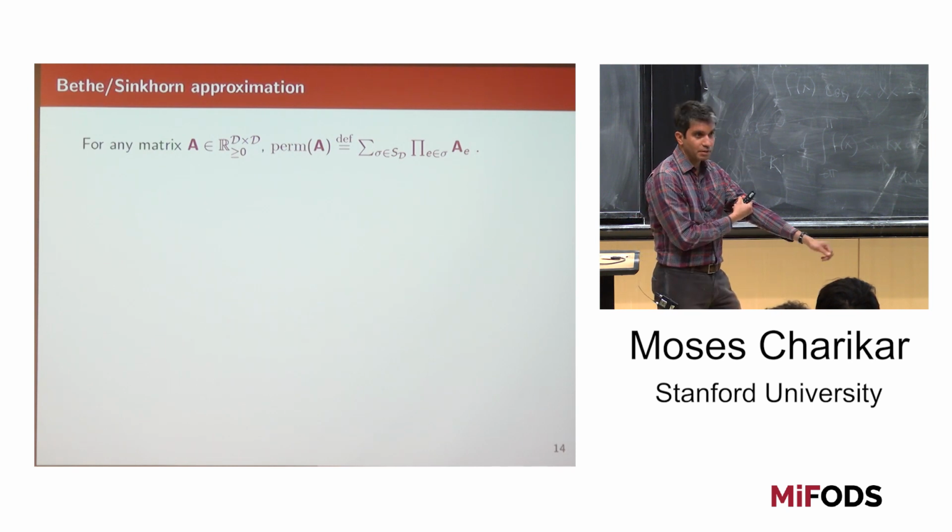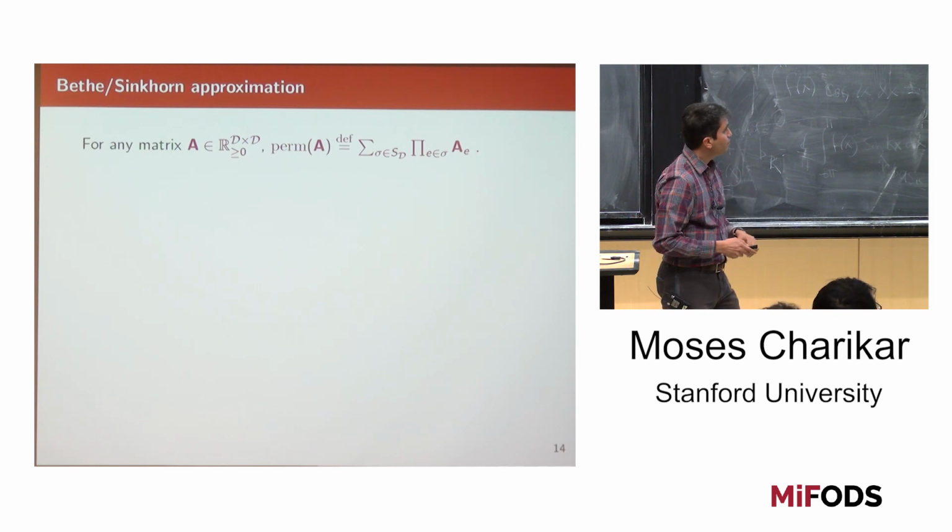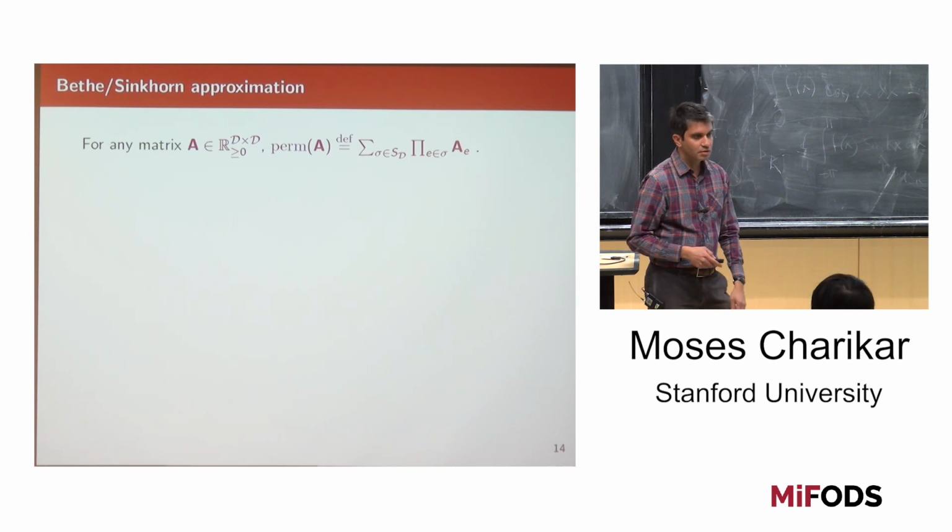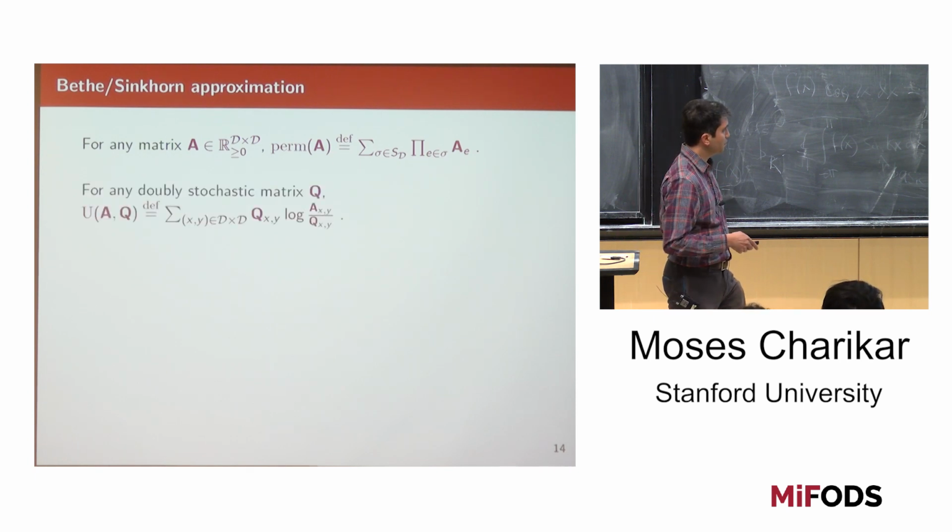Okay? So some of you might have seen them before. So for any matrix A, the permanent is just take all possible permutations and sum up the generalized diagonal, the product of the entries on the generalized diagonal corresponding to that permutation, right? Sum over all permutations. So that's the permanent.